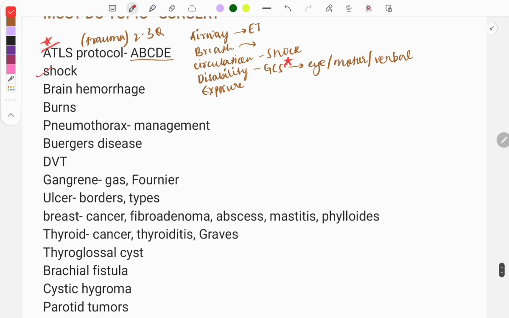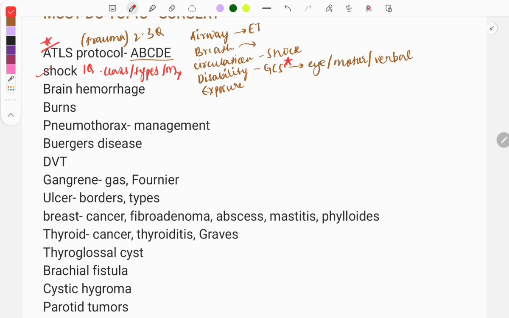Then the next topic, shock. Every year one question is asked from shock, so you can expect a question in future exams also. Questions are asked on the class of shock and the types of shock, like hypovolemic, hemorrhagic, septic shock. And questions are asked on management: you need to give fluids, what amount of fluid, which type of fluid, crystalloid or colloid, and over what duration of time you will be providing the fluids. All this is important as a question can be asked like a clinical case, providing some features of shock and asking you the management.